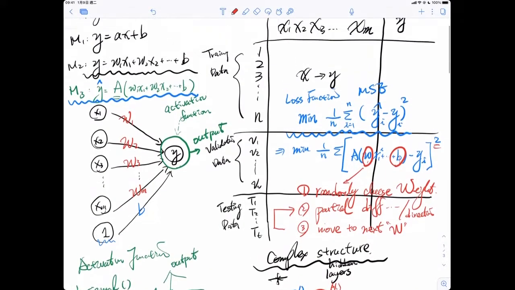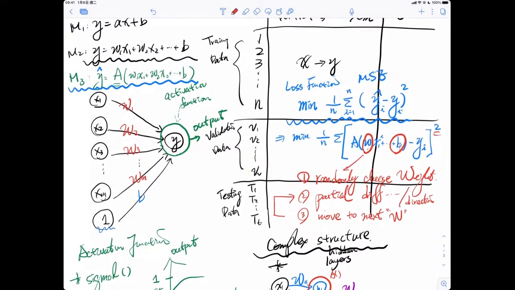So right here, in the neural network, the definition of the model is quite complex. However, we can do partial differentiation on x1, x2, x3, and so on and so forth, so that we can know the direction of w1, w2, w3, and move to the next w1 prime, w2 prime, w3 prime. And w1 prime, w2 prime, w3 prime can have a lower value of loss.